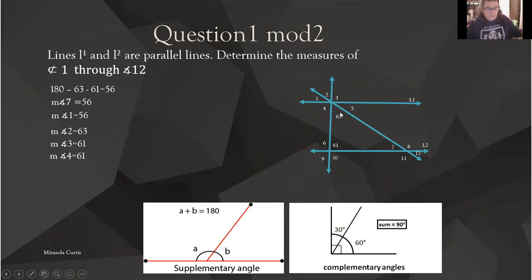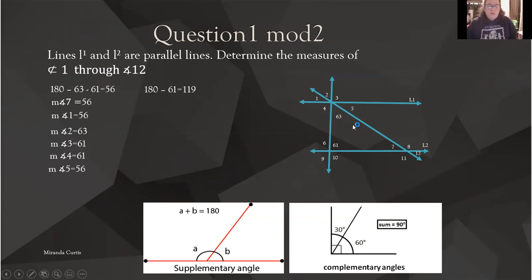Okay, angle 4. The angle opposite of angle 4 has the value of 61. So 3 right here is the opposite and has the same value. So therefore 4 is 61 as well. Okay, angle 5 is right there. And angle 5 is the opposite of 7, so 7 is a vertical angle. So therefore it's equal, and it's going to be 56 as well.